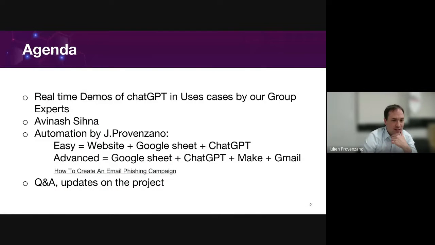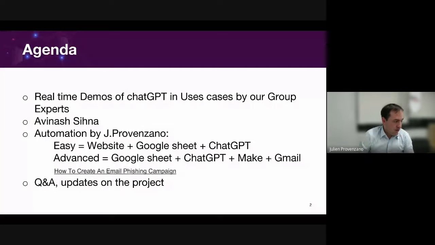We will have some real-time demos of ChatGPT in the use cases, and Avinash prepared some great stuff to share today. I will be more specific on the automation. I will provide you two kinds of use cases for automation. So we will discuss how to create an email phishing campaign. And we will also discuss, at the end, the updates for the project, and listen to your questions.